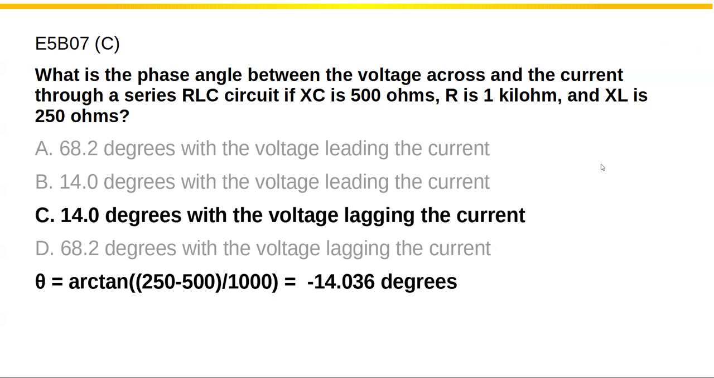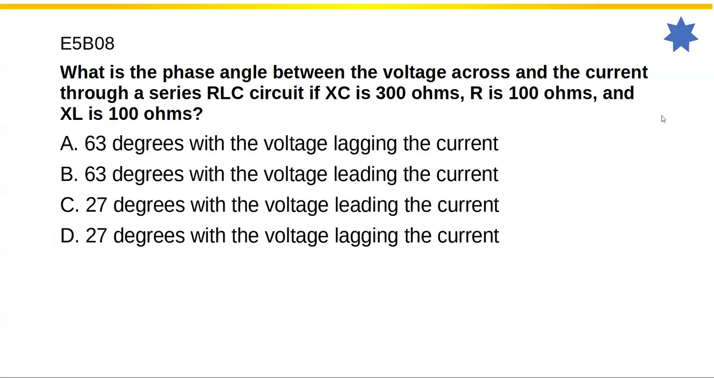So we're going to do the arctan of minus 250 divided by 1,000, so it's minus 14 degrees. And it's capacitive. What's the phase angle between the voltage and current if capacitive reactance is 300, R is 100, and inductive reactance is 100?